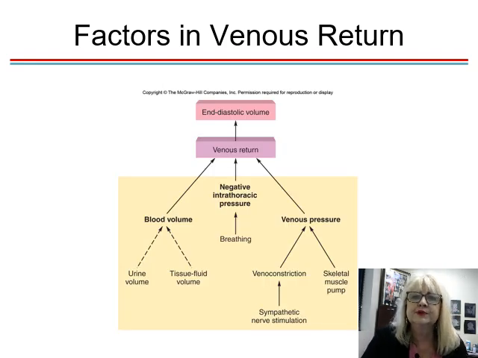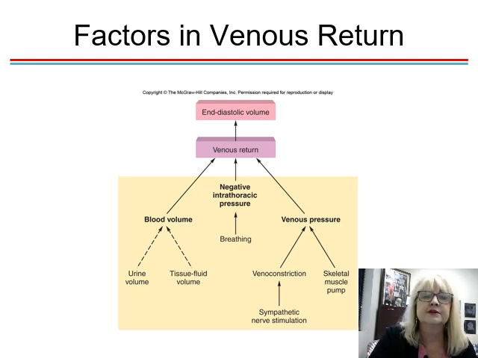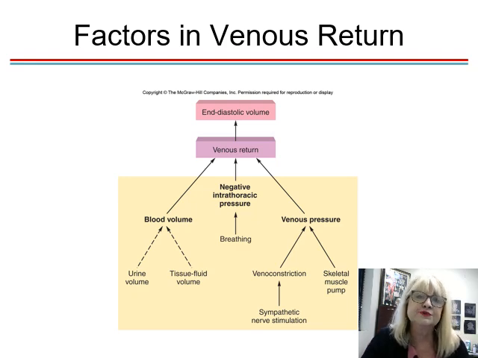So the variables that affect the venous return, and therefore the end diastolic volume: the direct relationships are indicated by solid arrows, and inverse relationships are shown with the dashed arrows.